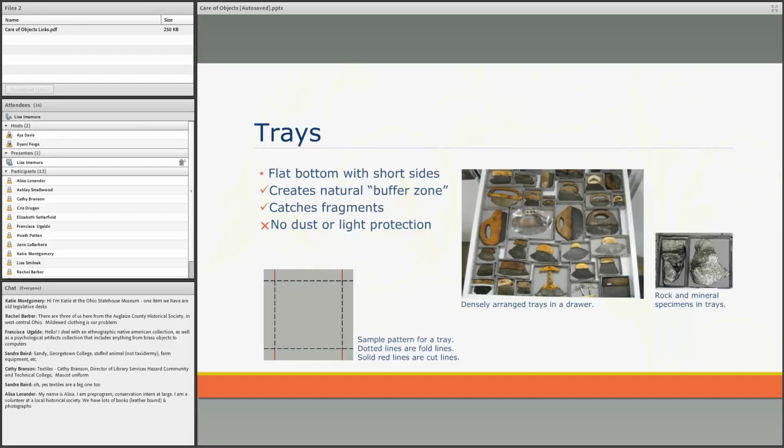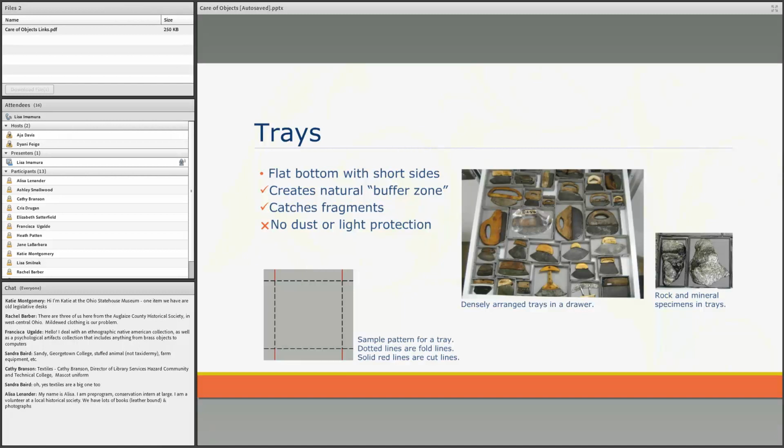Another advantage of trays and also boxes is that they catch fragments. So if you have objects that are prone to losing bits, I've put rock and mineral specimens on screen as an example, the tray will keep all the pieces together and also keep your storage furniture and any linings clean.